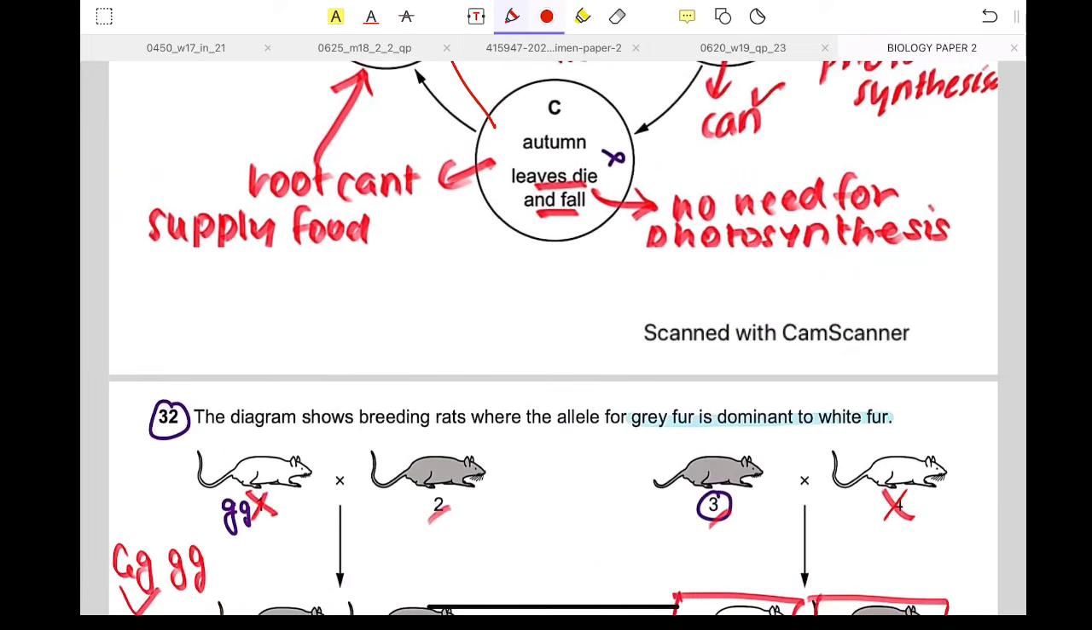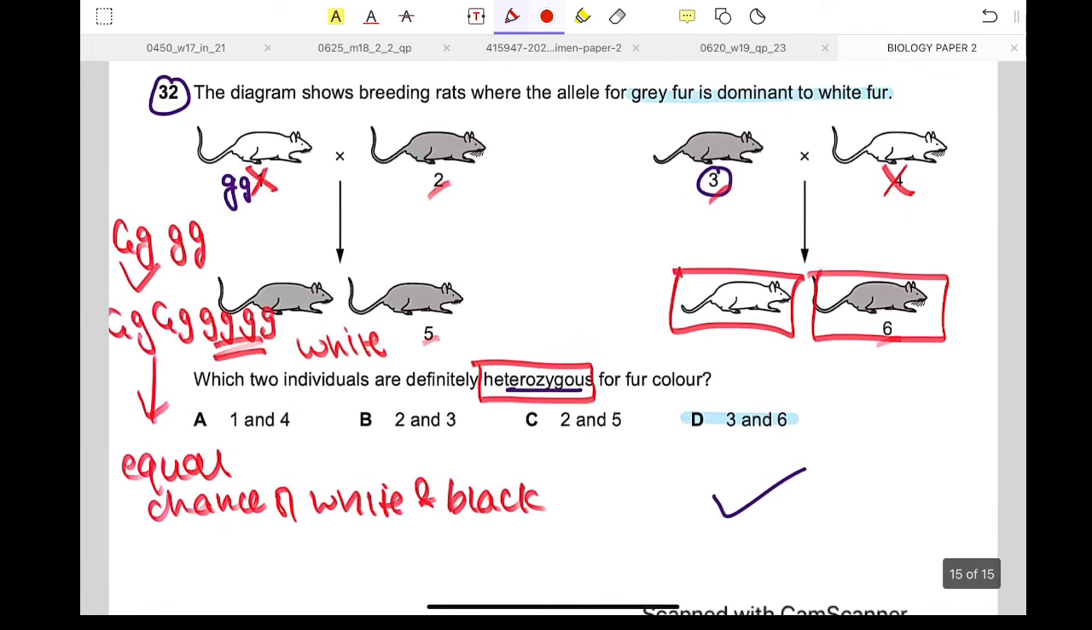All right. Now the last question. The diagram shows breeding rats where the allele for grey fur is dominant to white fur. So which two individuals are definitely heterozygous for this color? So grey fur is dominant to white fur, meaning that obviously it's not possible for the white ones to be heterozygous. They have to be homozygous recessive. So automatically 1 and 4 are gone.